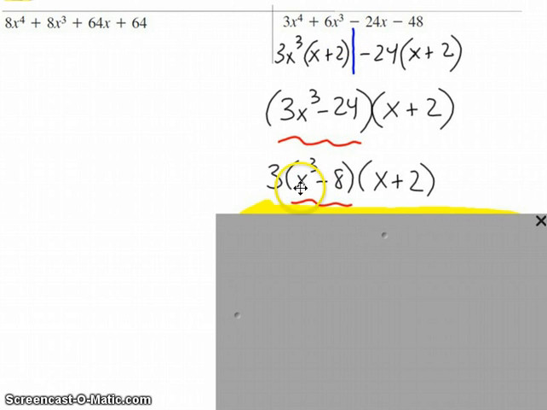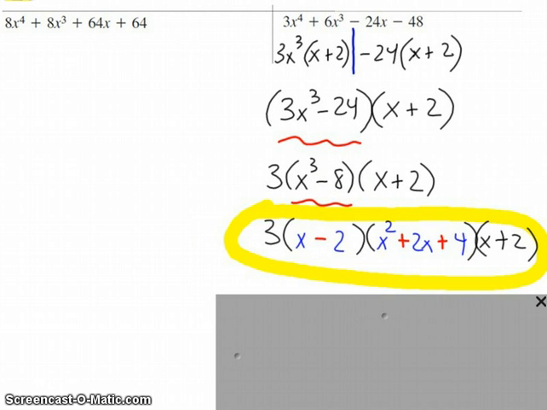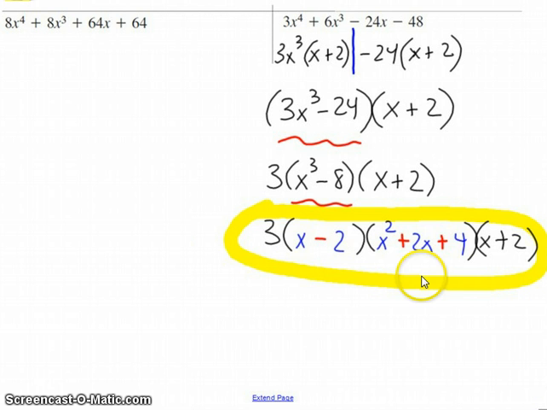I've got 3, and I've got x cubed minus 8, and I've got x plus 2. Remember, this binomial here, this is a difference of perfect cubes, so I can go farther. And the answer that you should end up with is this one here. And I know at this point that I can't go any farther than this. I know I can't do anything more with x minus 2 or x plus 2. And this middle term here, this trinomial, you can try cross them up and split the middle if you want. You'll find this can't be factored farther. So this is the finished answer for this question up here.